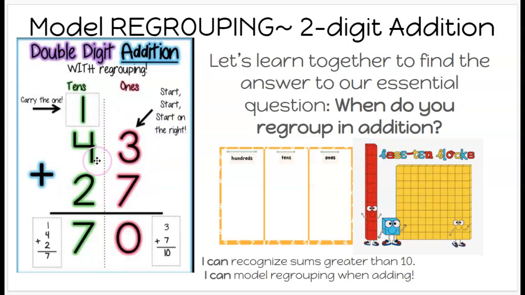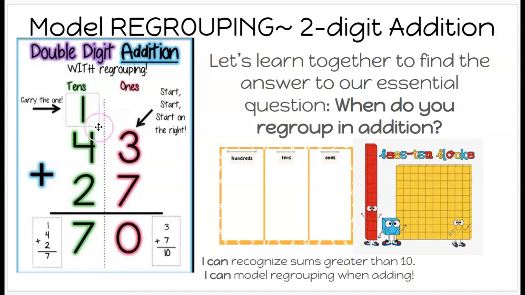Now they have the larger number on top and the smaller number on the bottom. But we know because of the commutative property, we can put the addends in either order, and it really does not matter. What does matter is that you always add your ones first, and then you add your tens. Because when you're adding your ones, you may need to regroup, which means, like we've learned earlier in the year, only one digit can go in a place value column, right?